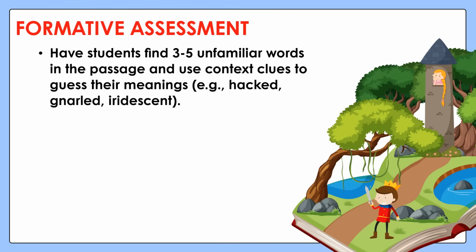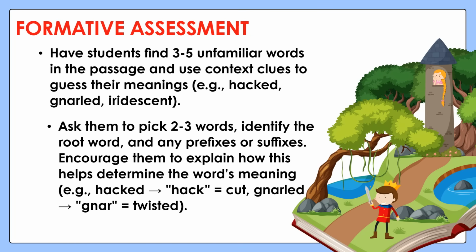Formative assessment. Have students find 3 to 5 unfamiliar words in the passage and use context clues to guess their meanings. Example: hacked, gnarled, iridescent. Ask them to pick 2 to 3 words, identify the root word and any prefixes or suffixes. Encourage them to explain how this helps determine the word's meaning. Example: hacked, hack, cut. Gnarled, gnar, twisted.